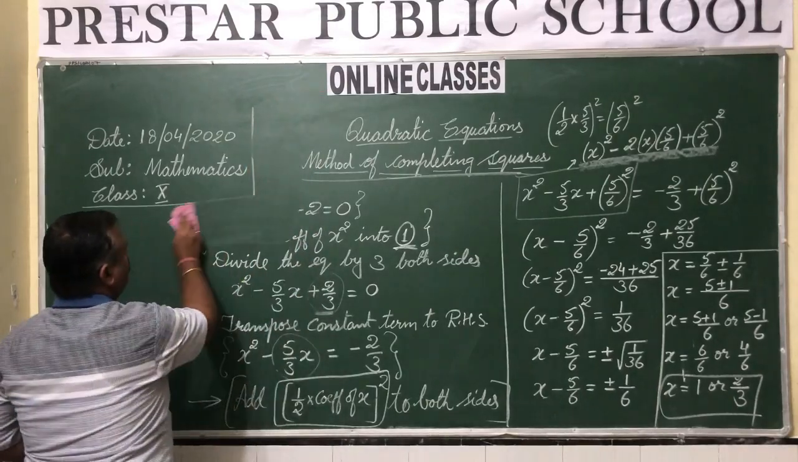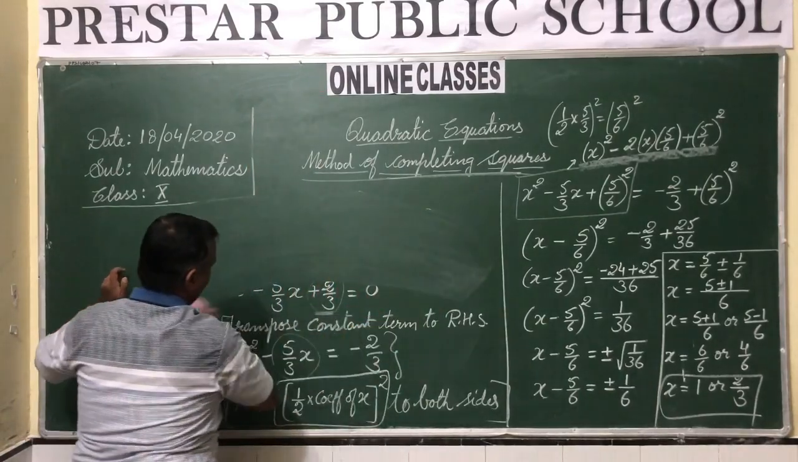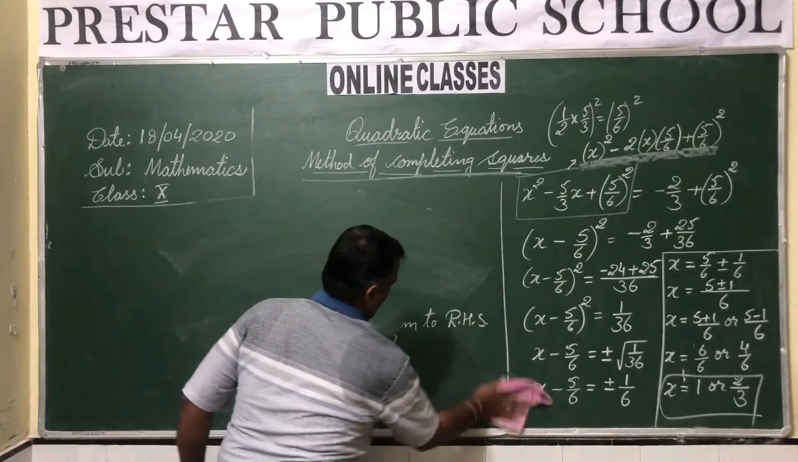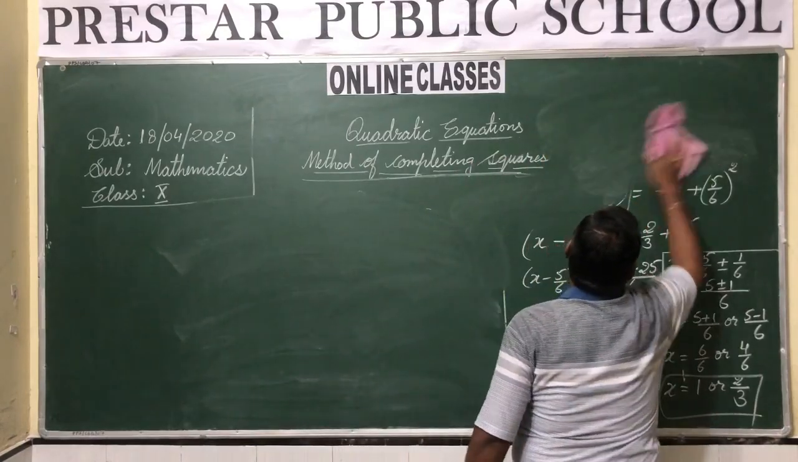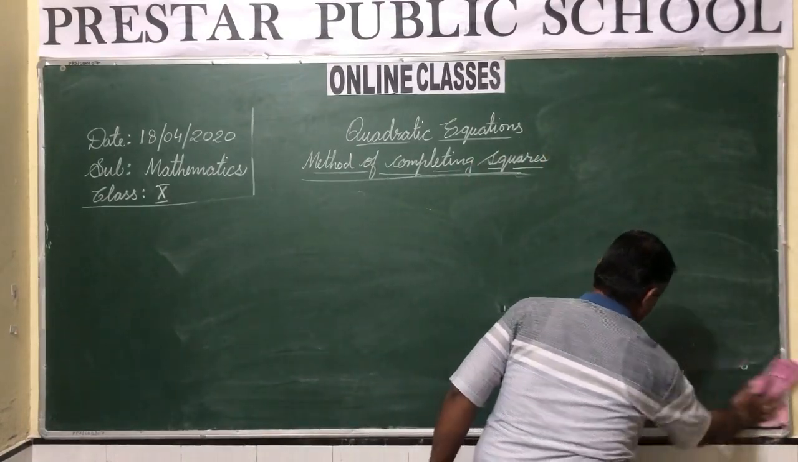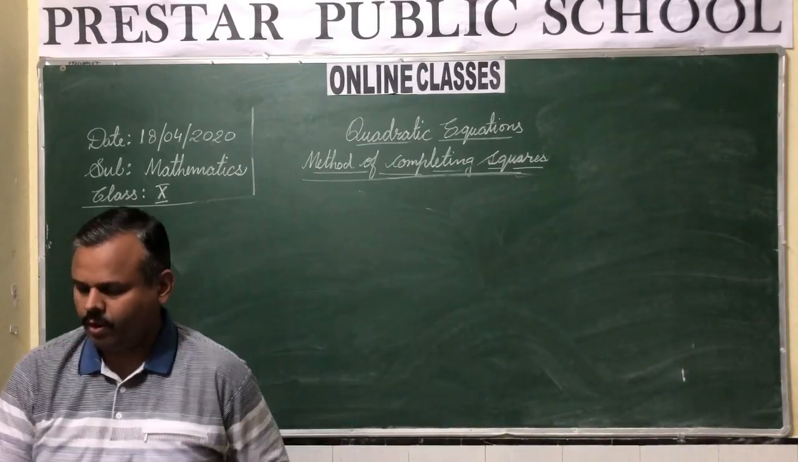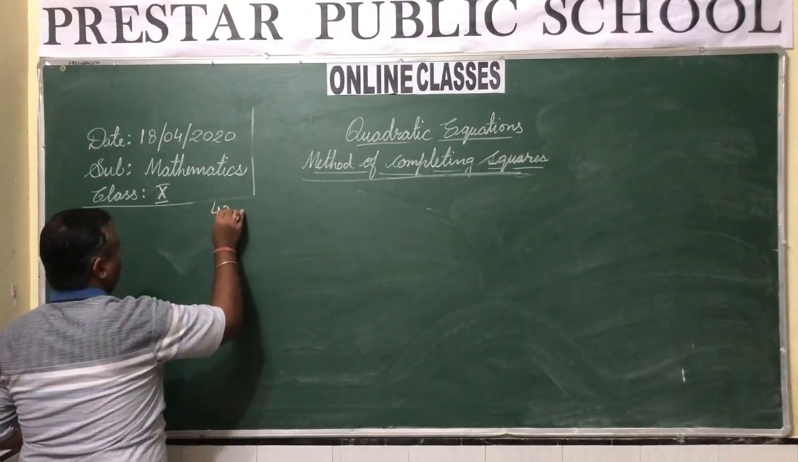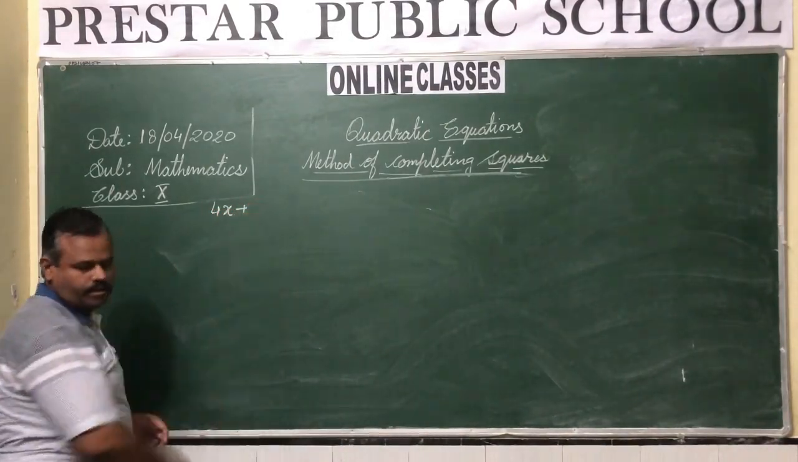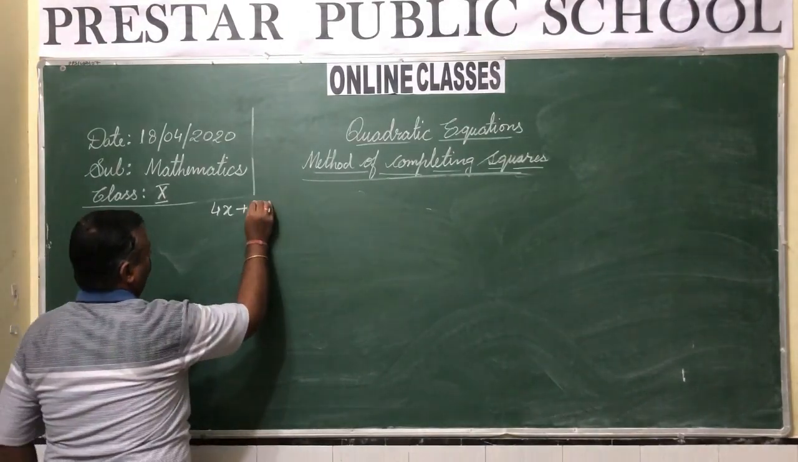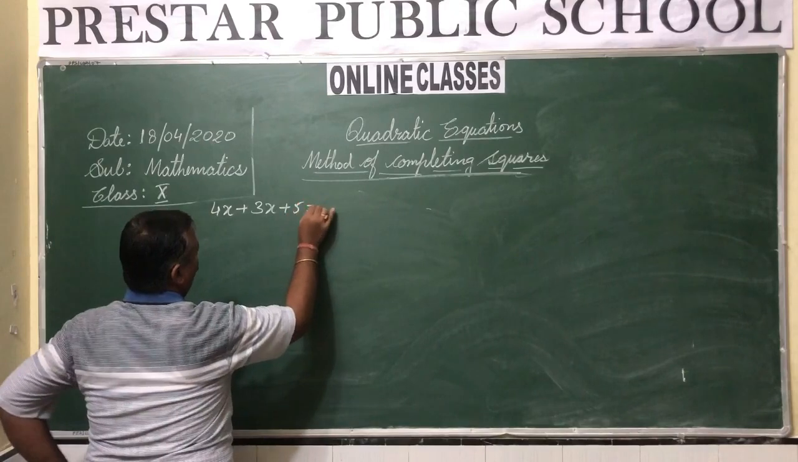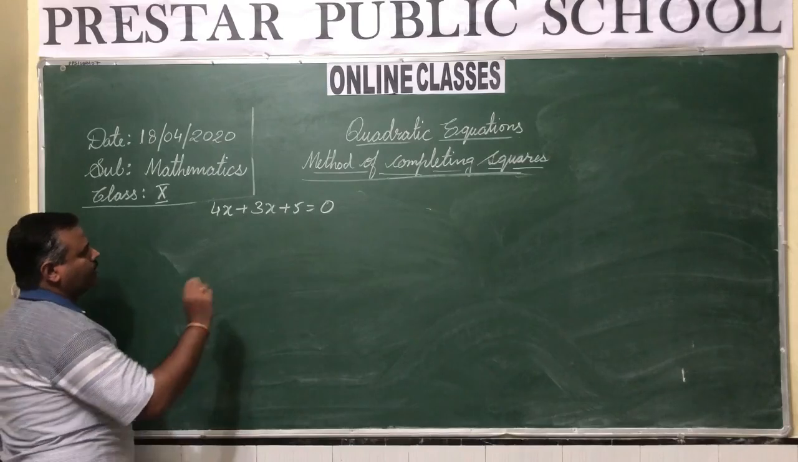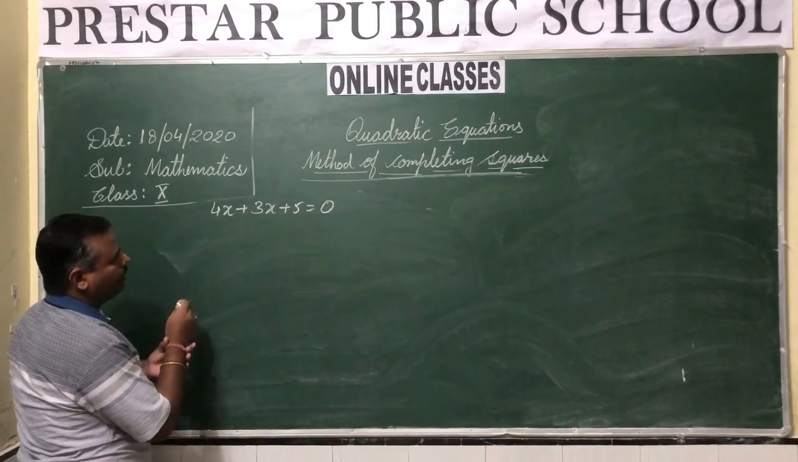Now let us just take one more example and we will repeat the same method so that it is clear to you all also. Let's say we have 4x squared plus 3x plus 5 equals 0. Now let us do the second example. Again the same process we will do, repeating it step by step.